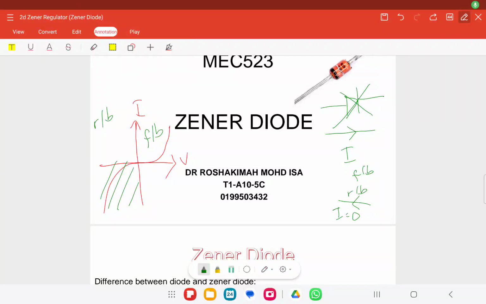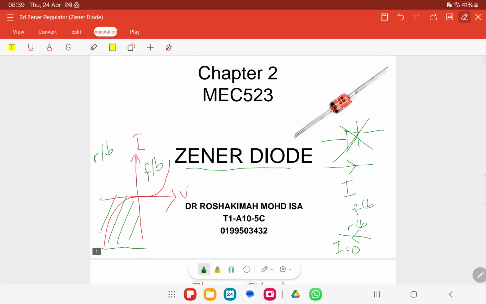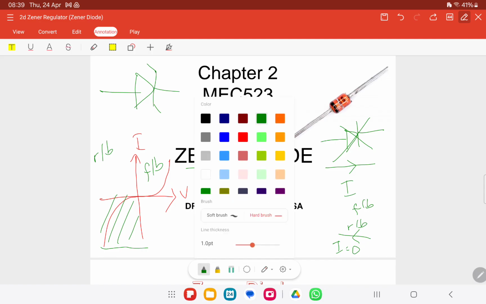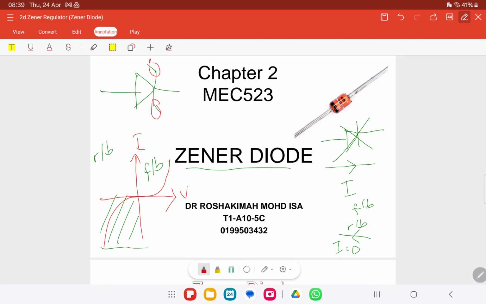If we want to overcome the problems in reverse bias, we change the diode. Rather than the normal diode, which cannot be operated in reverse bias, now we can use the Zener diode. Okay, still a diode but with different characteristics. The Zener diode symbol looks like this. It is a little different, it has this part here. If you come across this symbol, then this is a Zener diode. It is a special diode, not the normal diode.